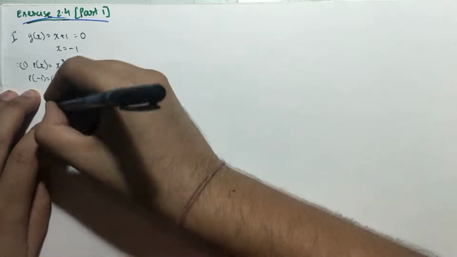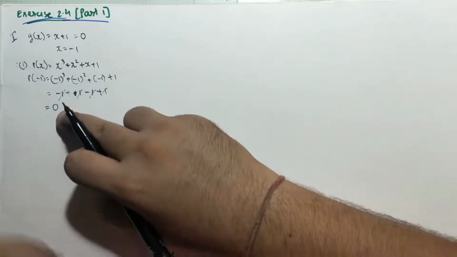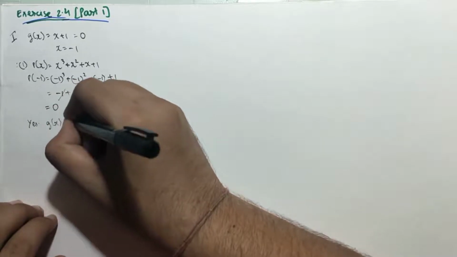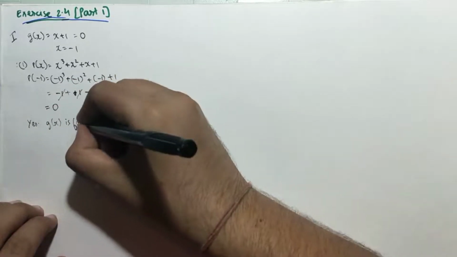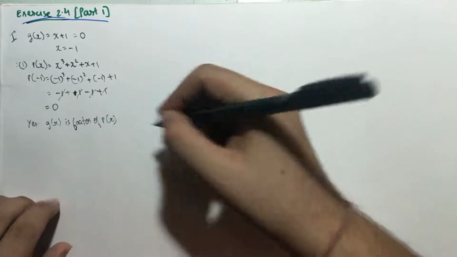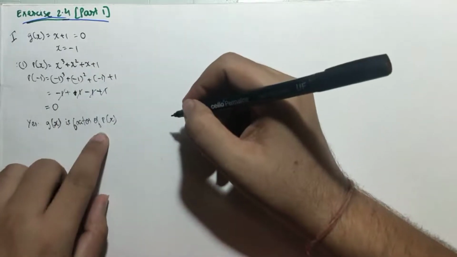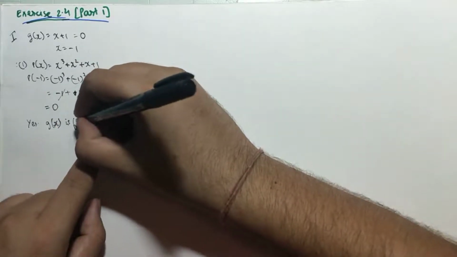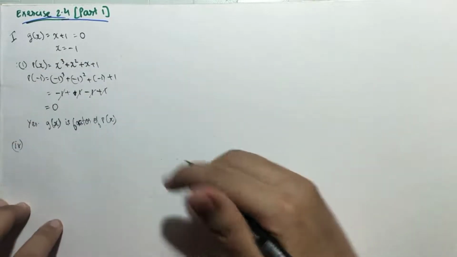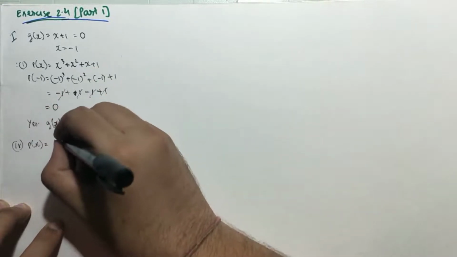Minus 1 plus 1 will get cut, so our remainder is 0. If the remainder comes out to be 0, then yes, g of x is a factor of p of x.